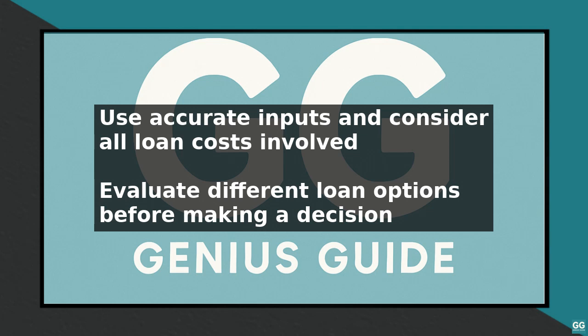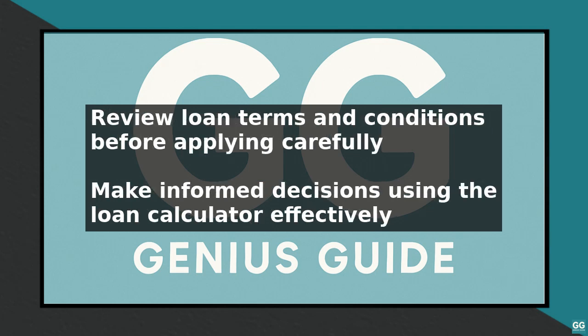For example, if you want to borrow $500,000 from the bank at an interest rate of 10% per annum for a period of 5 years, the loan calculator will provide you with the estimated monthly installment amount. You can then adjust the loan amount or tenure to see how it affects the monthly installment amount.